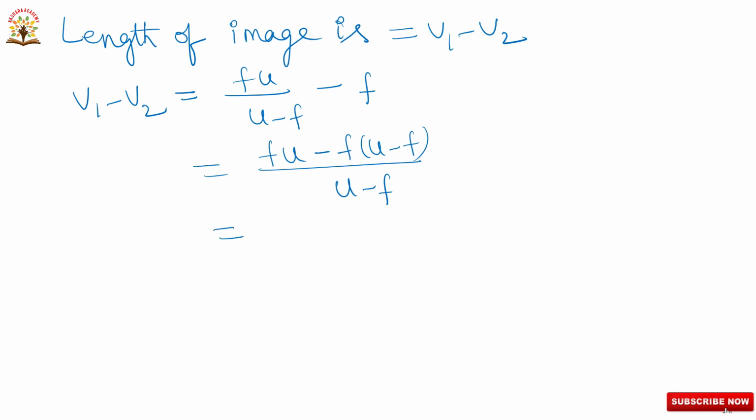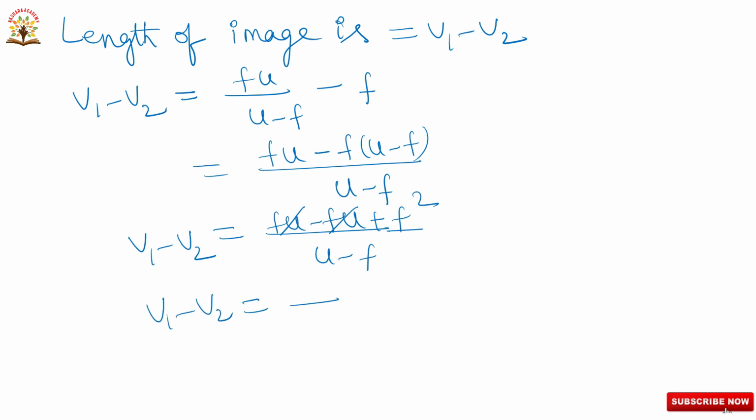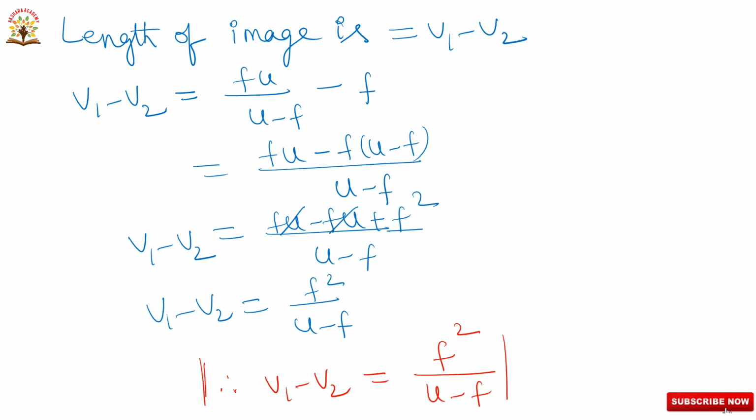So that is equal to f u minus f u, minus into minus plus f square, by u minus f. The u f minus u f cancel. So v1 minus v2 is equal to f square by u minus f. Therefore the length of the image is f square by u minus f. This is the final answer. Okay, next we'll go to the next question.